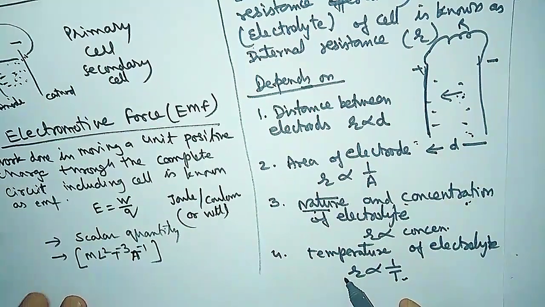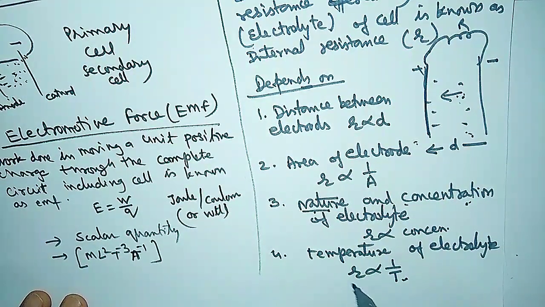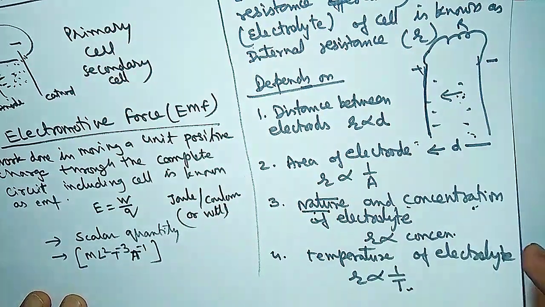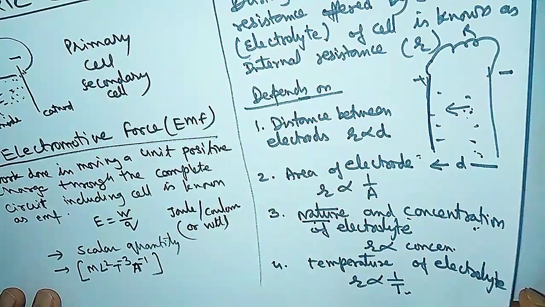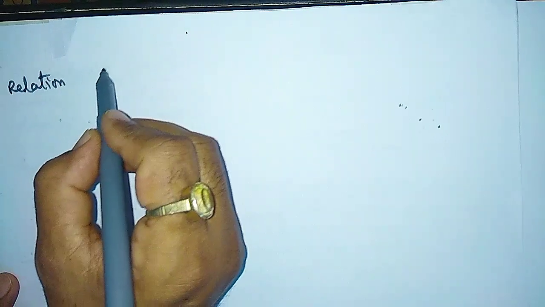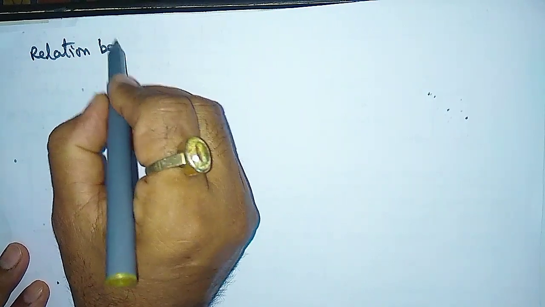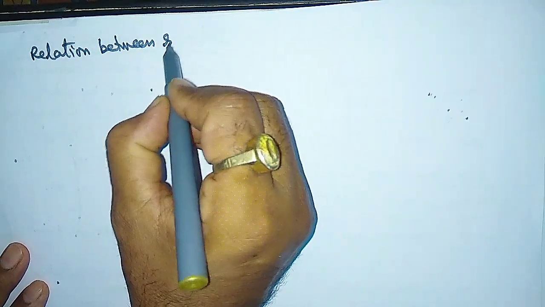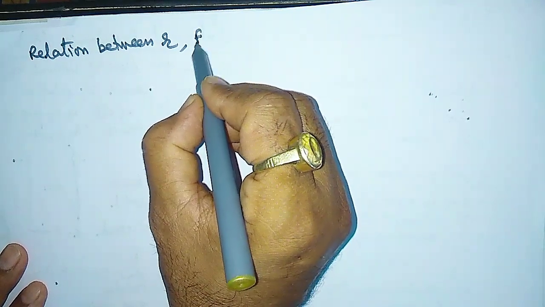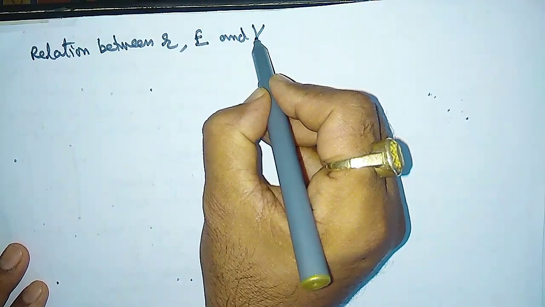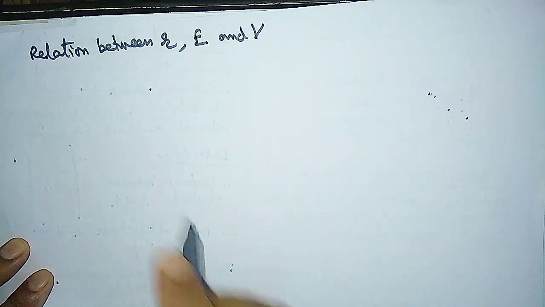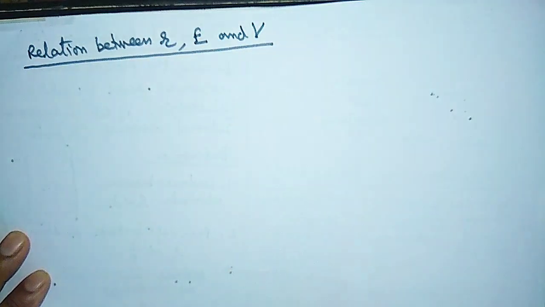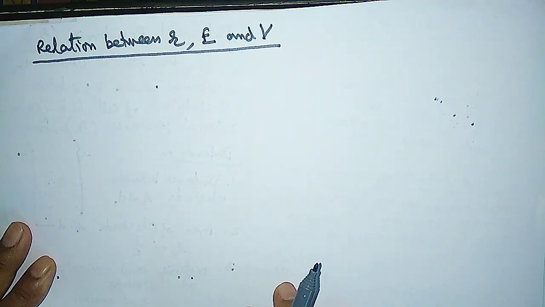Means the more current you will find, or in other words you can say the resistance will reduce by increasing the temperature. Now we will find a relation between the internal resistance, a very important topic for your exam, relation between R, EMF and the terminal potential difference. That is the potential difference between the terminals, between the electrodes.